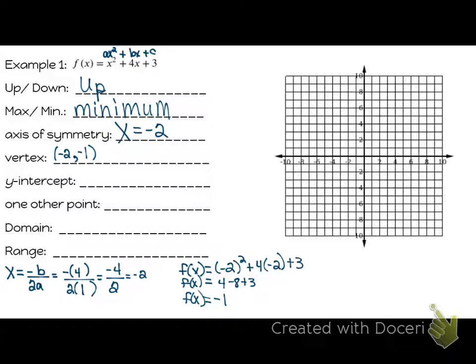Yes? If it is an emergency and you can't wait, because I'd like to try to get through 2 to 3 examples.